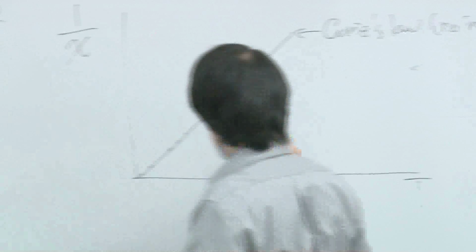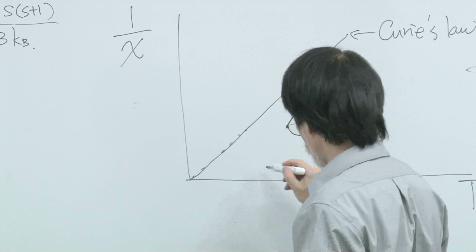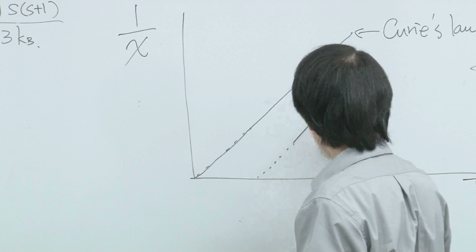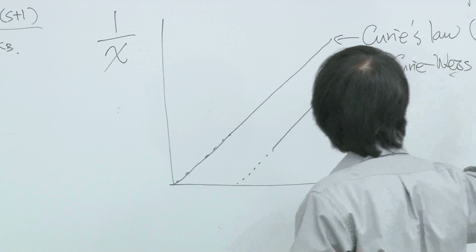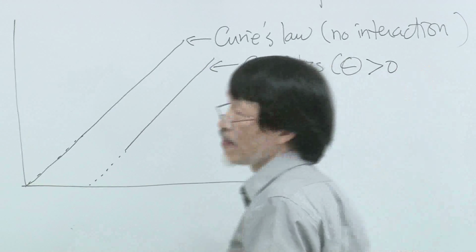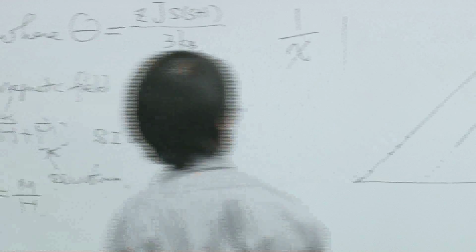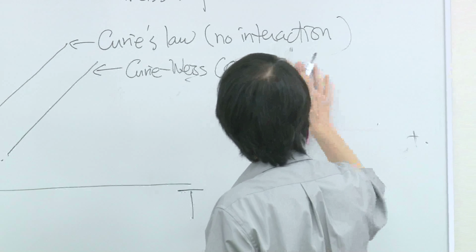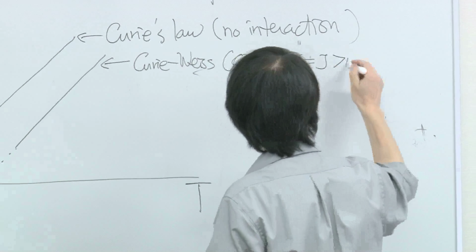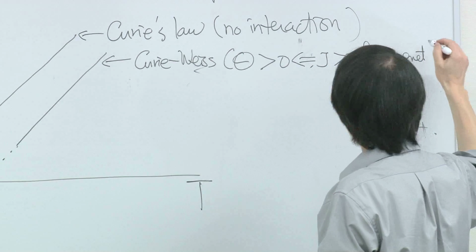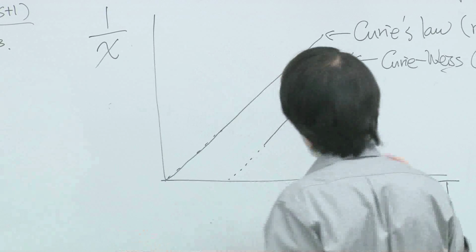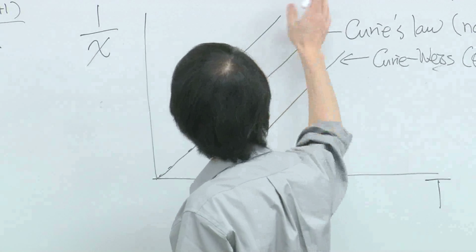Now, when theta is positive, the inverse will extrapolate to a positive intercept. This is the Curie-Weiss behavior with theta positive. Theta positive means J is positive, which means it's a ferromagnet: magnetic dipole moments whose interactions are ferromagnetic.